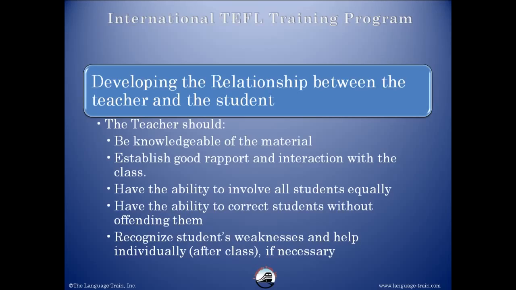And finally, you need to recognize your students' weaknesses and help them individually, even after class if necessary. A lot of times some of these centers and schools will not pay you overtime, but a truly dedicated teacher will take the time to spend with their students, even if they're not being paid for it. Okay, so keep that in mind.